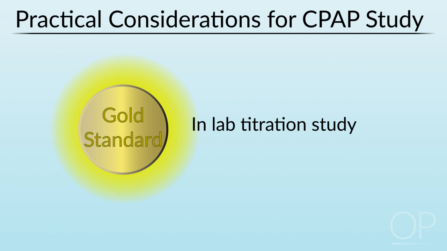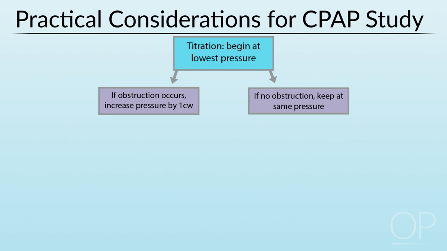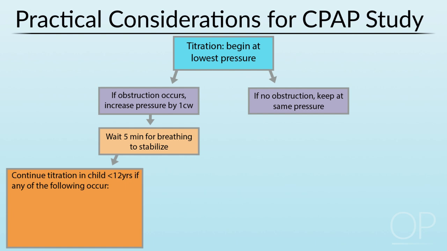During titration, we start with the lowest pressure and see how the child does. If there are obstructions on top of that pressure, we increase the pressure by 1 centimeter. We wait for about 5 minutes for the breathing to acclimatize and stabilize on that pressure. For a child less than 12, any apnea indicating that the airway is completely collapsing, meaning the pressure is ineffective, we increase the pressure until you completely resolve the apneas.